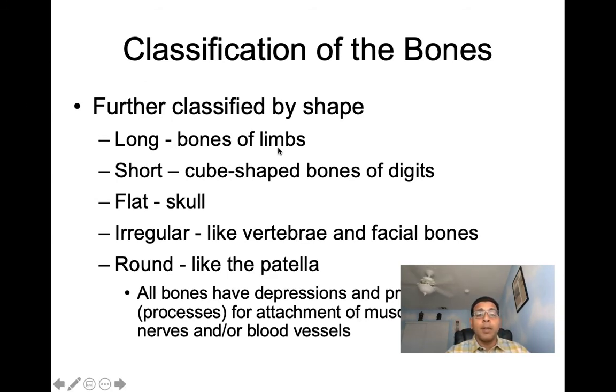Long bones, bones of the limbs, and we talked about their shape. Next, we have our short bones. Short bones are cube-shaped bones. Examples will include bones of the digits. And we talk flat bones next. Flat bones, we can see they're going to be flat, and this will include bones such as bones of the skull. And then we have irregular shaped bones, and examples will include vertebra bones and our facial bones. And then last we have round bones like our patella. All of our bones are going to have depressions and protuberances, or processes you can say, and they're going to serve for muscle attachment. We're also going to find openings for nerves and or blood vessels.